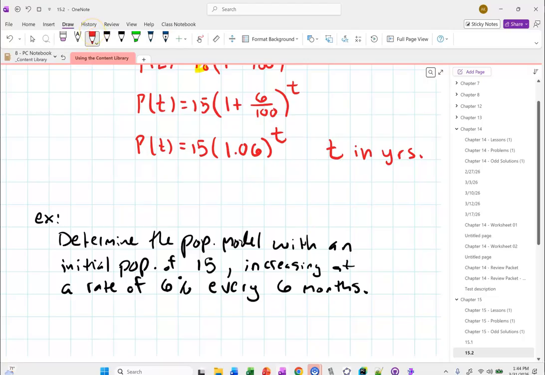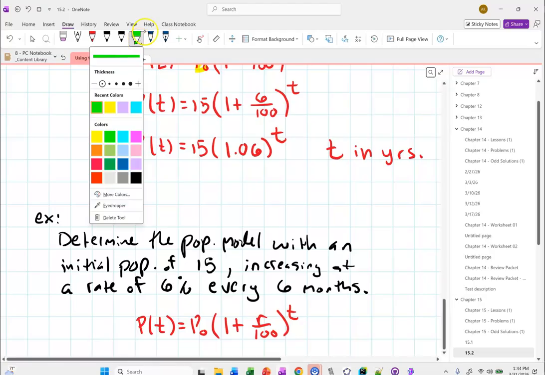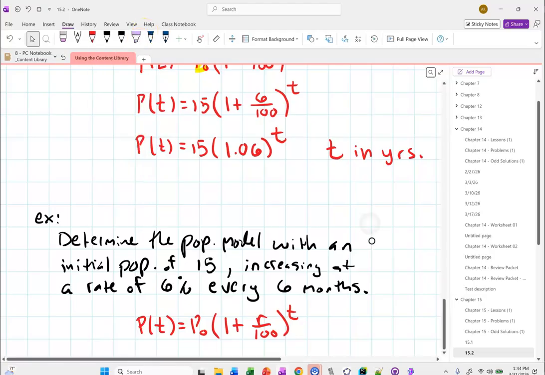Okay. So our next example says determine the population model with an initial population of 15, increasing at a rate of 6% every 6 months. This should sound almost identical to the previous example, right? What's the only difference between this example and the previous example? That gives you a specific time.